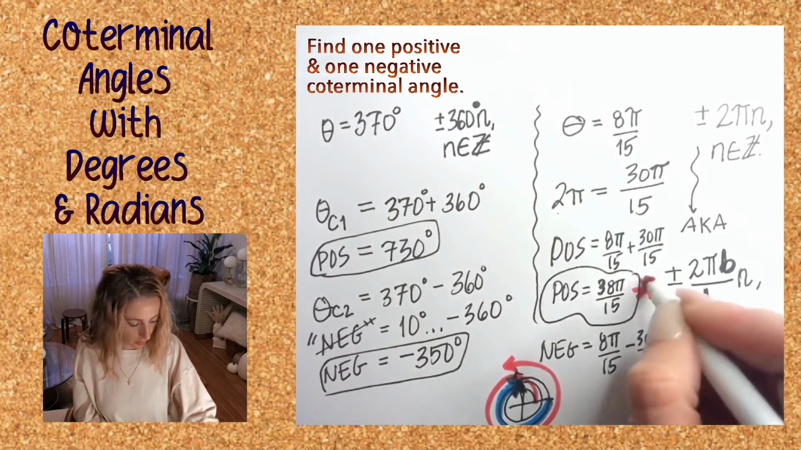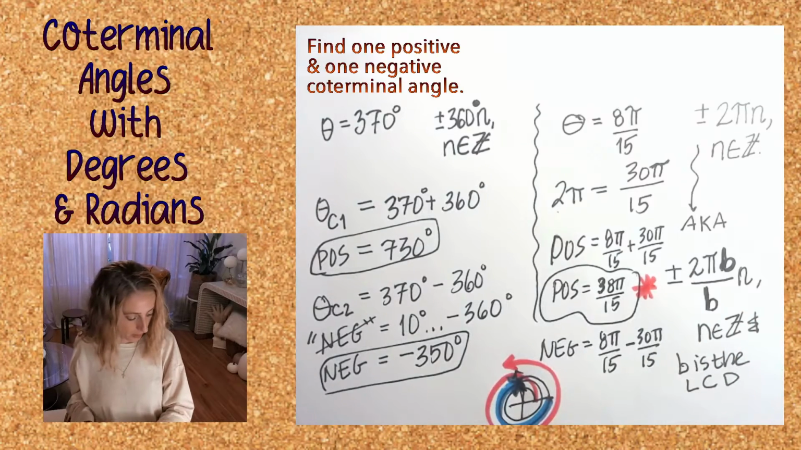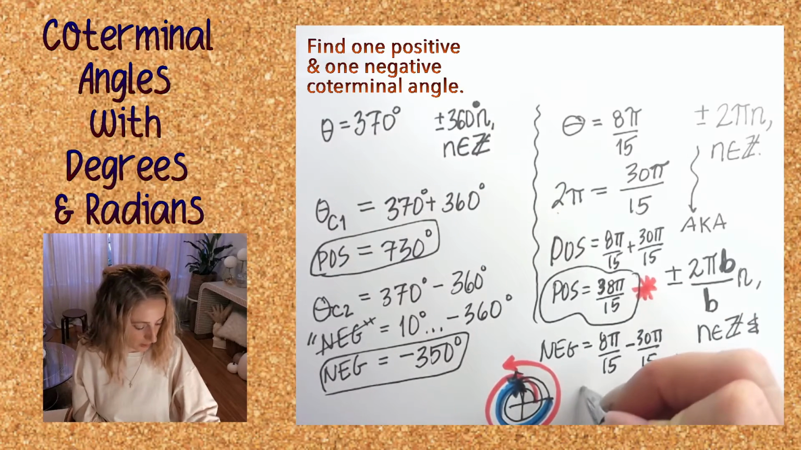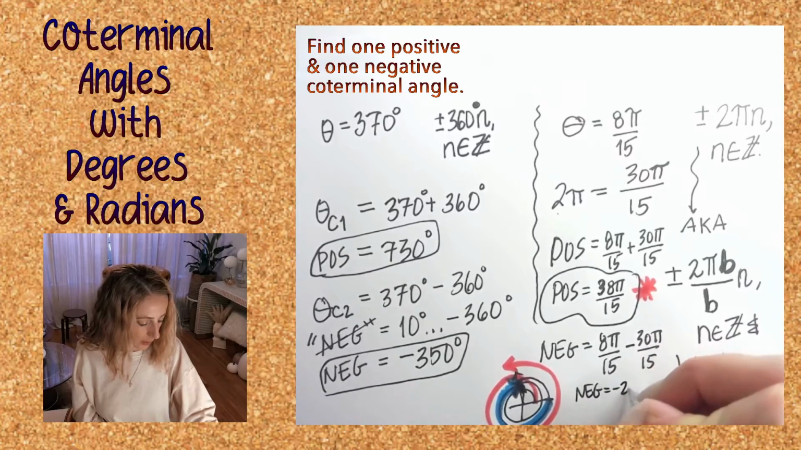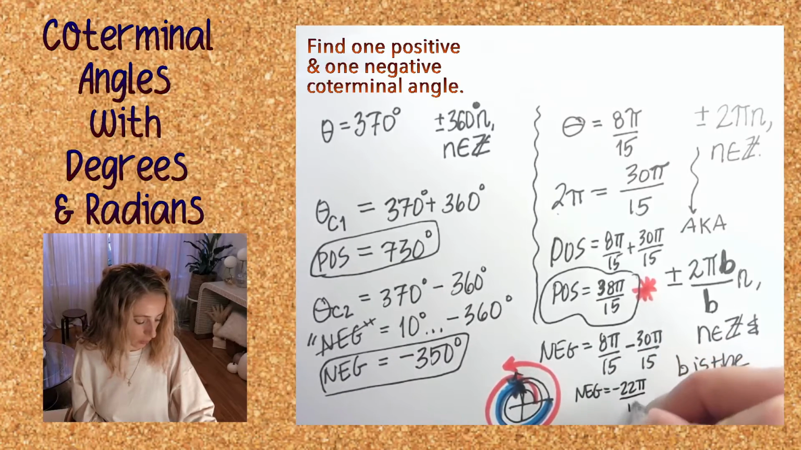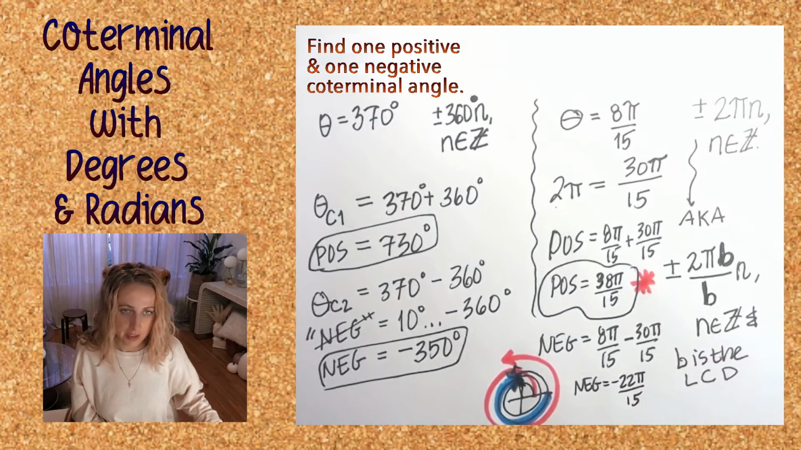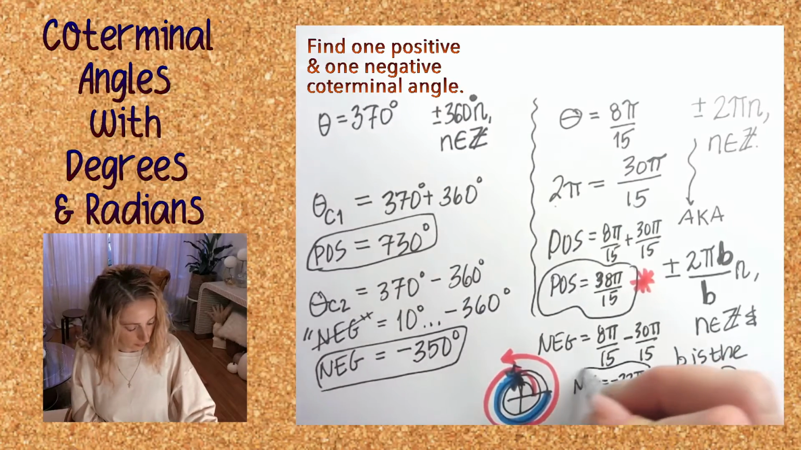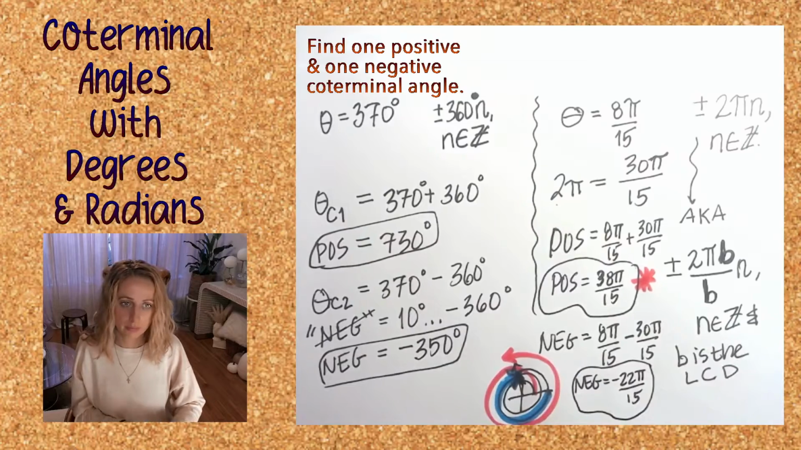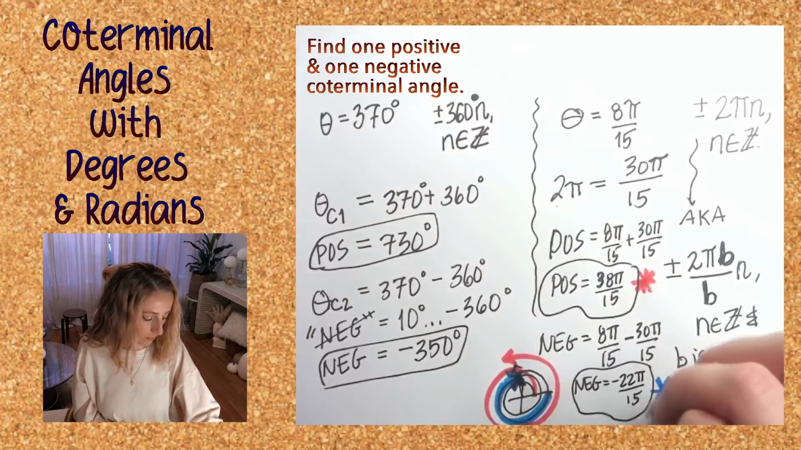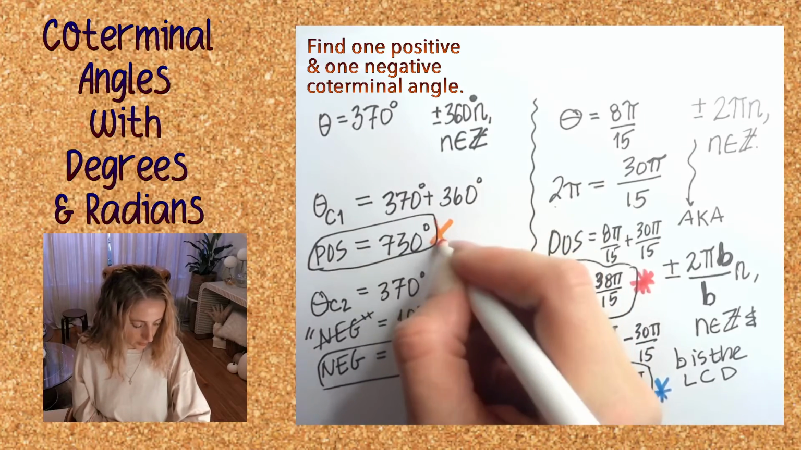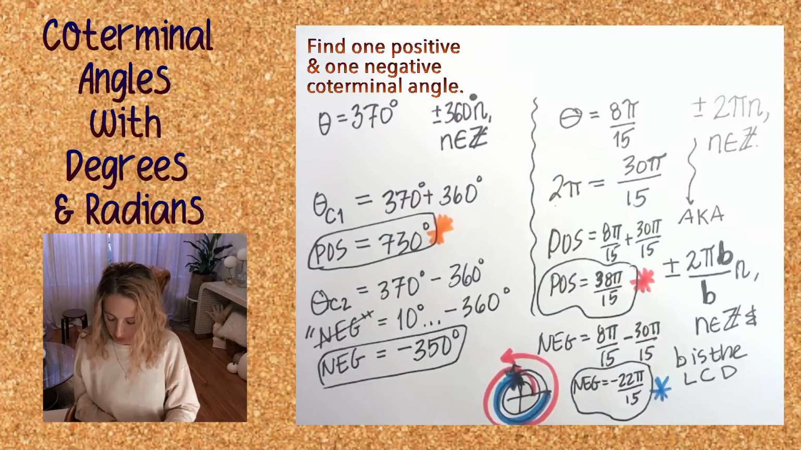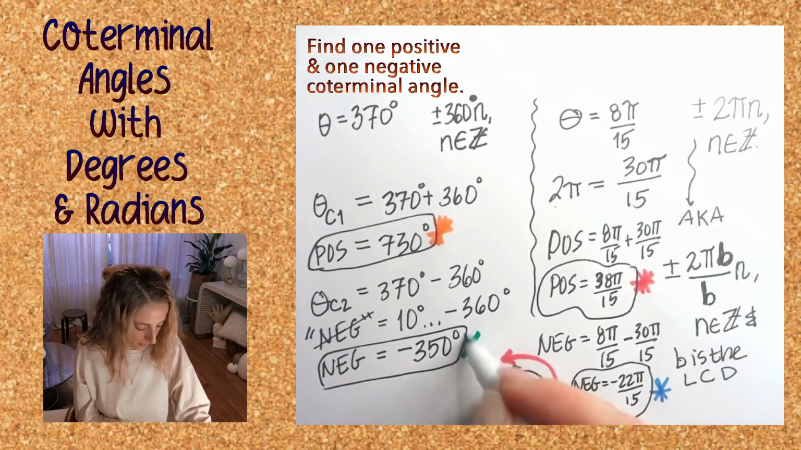So there's your positive. And then for our negative, that would be, am I still on the screen? Yes. Negative 22 pi over 15. And there you go. Hopefully that made sense. Let's do a little color coding on this. I'll draw you a little picture with some colors before we call it a day.